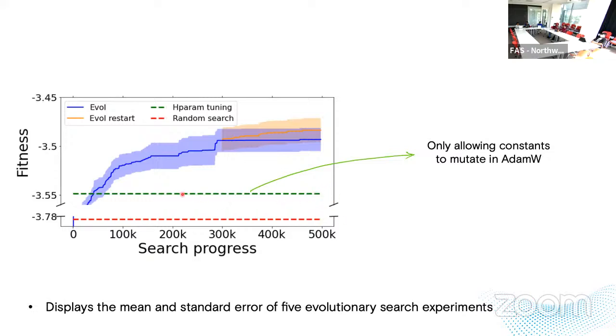Alright, so in this green one, they only allow the constants to mutate in the population rather than adding new statements or anything. It's just the constants that mutate. This blue color curve represents the mean and the standard error of 5 experiments each ran. And after 300k steps of progress, they restart with the best algorithm found. So that's actually to improve the fitness further.